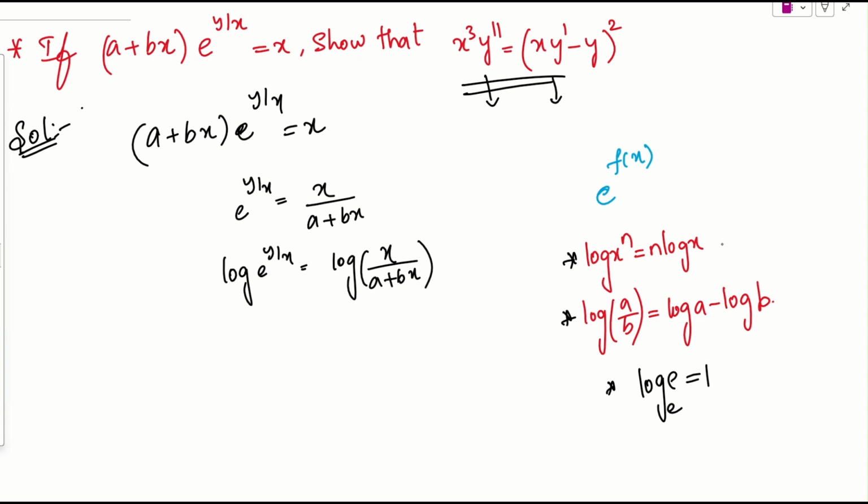So this is log x power of n, means what? All power will come down, friend. Y by x times log e, which is equal to, this is in the form of log a by b, so I can write it as log a minus log b, means what? Log x minus log of a plus bx. Is it fine?